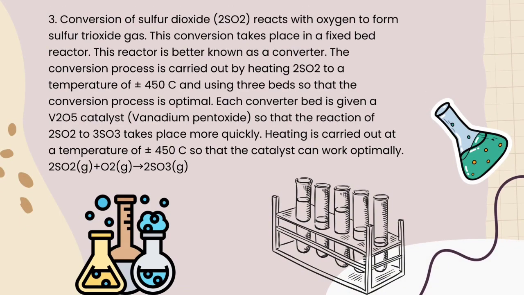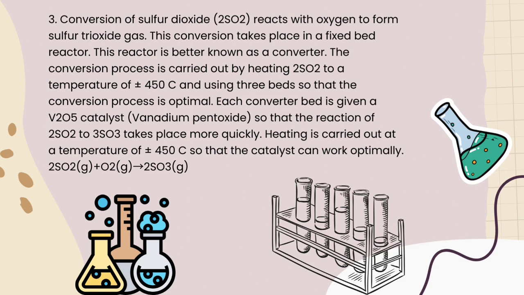And the last process is conversion, where sulfur dioxide reacts with oxygen to form sulfur trioxide gas. This conversion takes place in a fixed bed reactor, better known as a converter. The conversion process is carried out by heating sulfur dioxide to a temperature of more or less 450 Celsius and using 3 beds so that the conversion process is optimal.